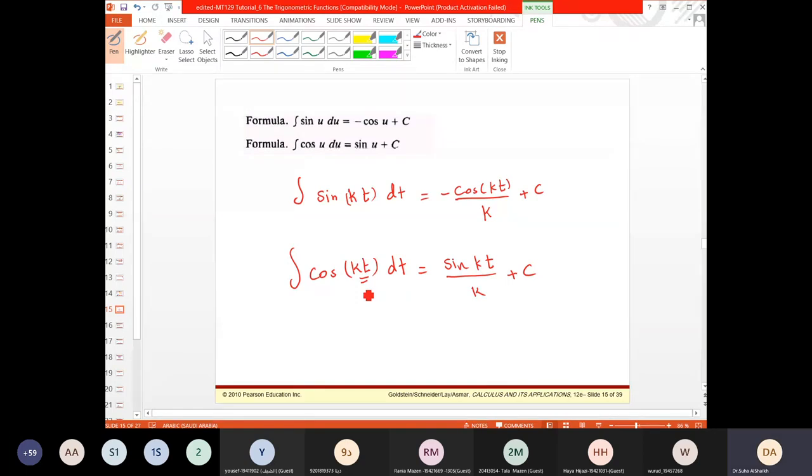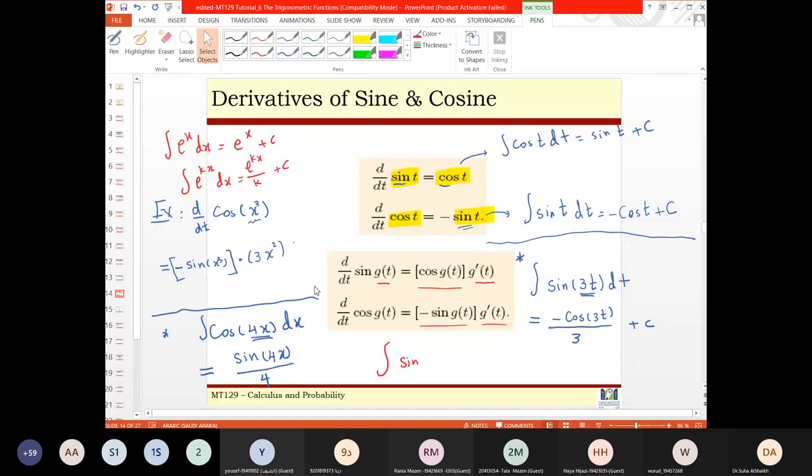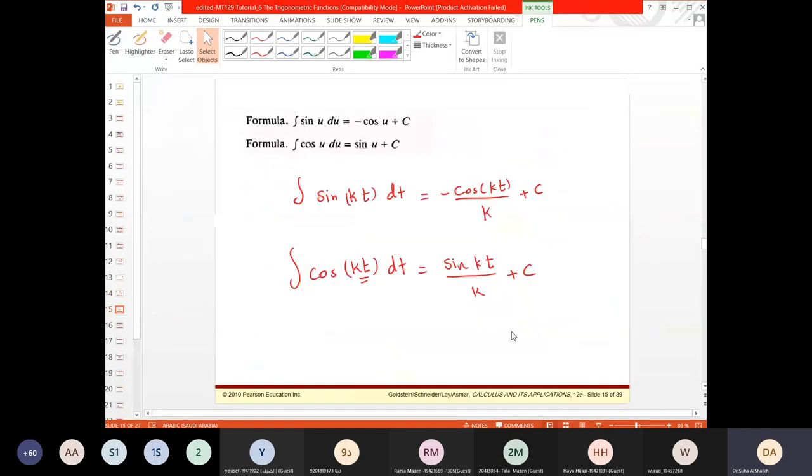Integration now, Ahmed. I'm talking about integration. The derivative of the cosine is minus sine. The derivative of the sine is cosine. The integration of the cosine is the sine. The integration of the sine is minus cosine. Don't get confused.